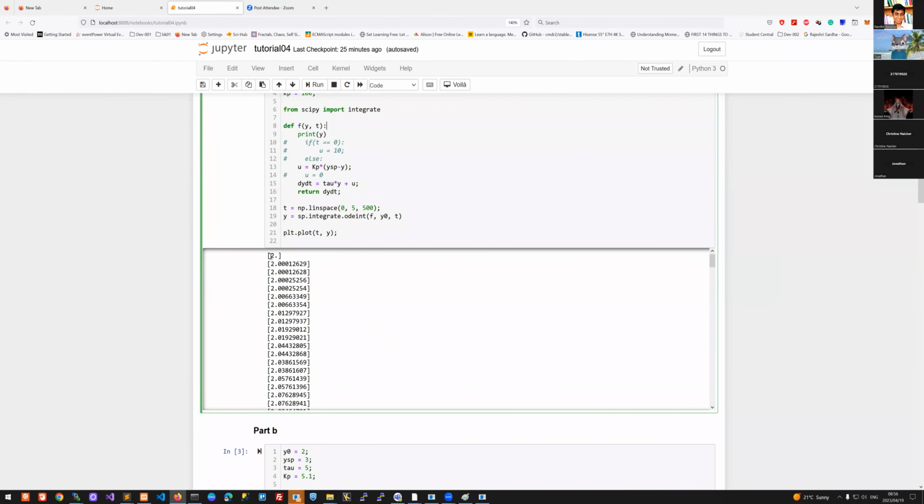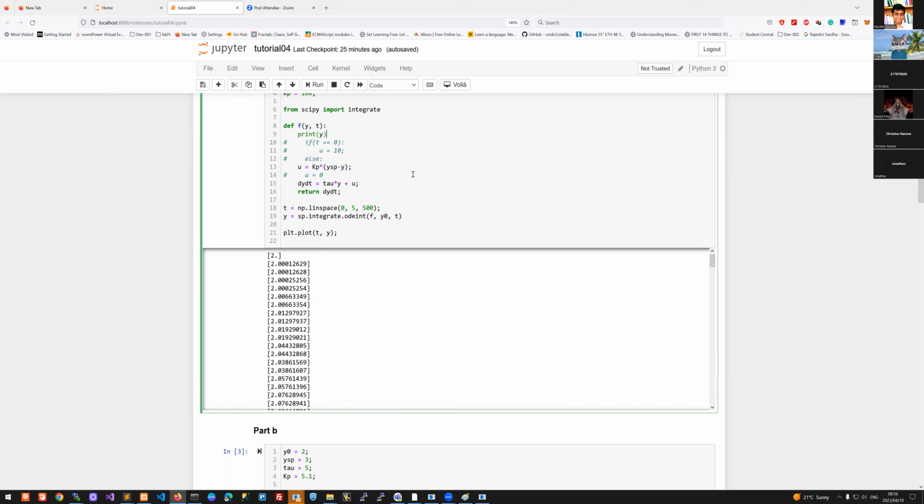It starts out with a value of 2. It's taken a very small step forward in time. It's not jumping forward by a value of 1 or something. It's stepping forward slowly, and you can see the value increasing there. So that's how our integration is working.